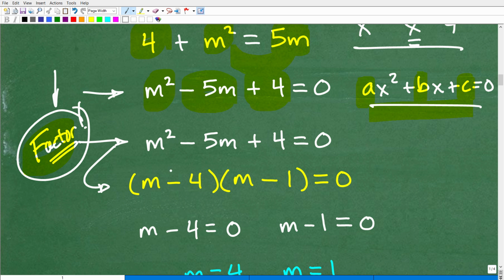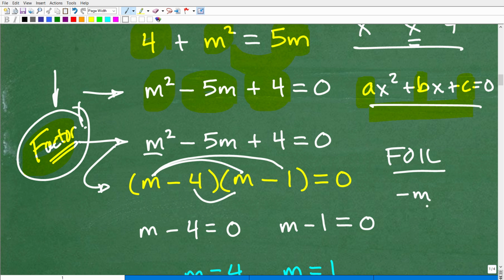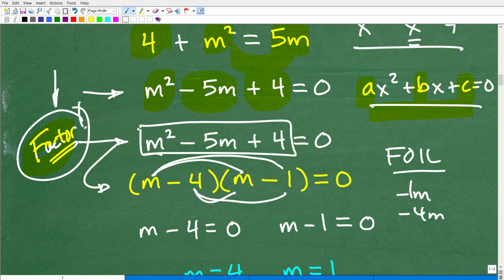And we can check this as well, because if I use the FOIL method, first, outer, inner, last, in other words, if I multiply these together, I would get m times m is m squared, then m times a negative 1, that would be negative m. Negative 4 times m, that would be negative 4m. And then negative 4 times a negative 1, which is a positive 4. I would get back to this trinomial, okay?